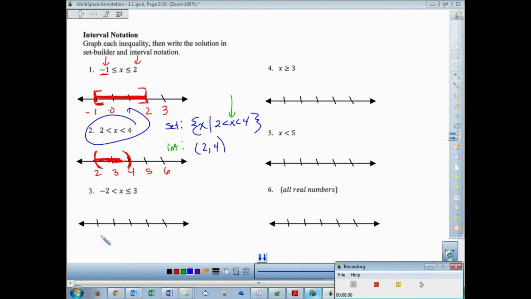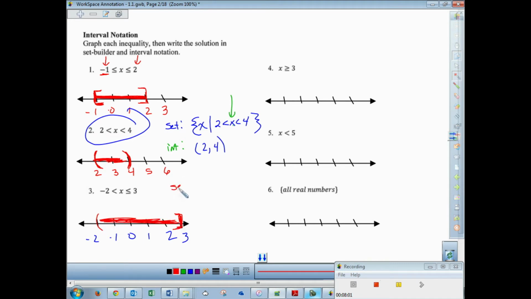From -2 to 3, -2, -1, 0, 1, 2. Uh-oh, you had an extra spot though, didn't you? You could make it. Were you able to make it from -2 to 3? Cool. Grapher, -2 does not count, so we put a parenthesis. 3 does count, so we put a bracket, and then all the junk in between.